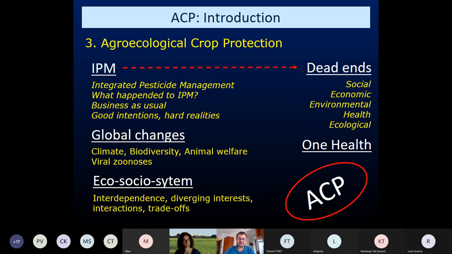And I also wrote the words One Health, which is a concept more and more seated, which includes mostly human health, animal health, sometimes ecosystem health, but rarely crop health. And ACP can contribute to integrate into this concept the crop, the plant, even the soil health of agroecosystems.